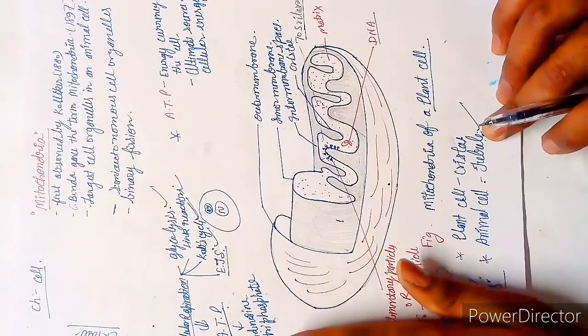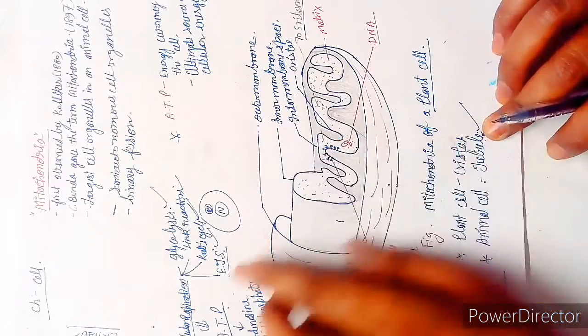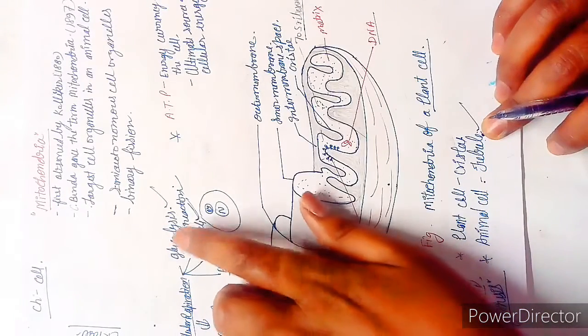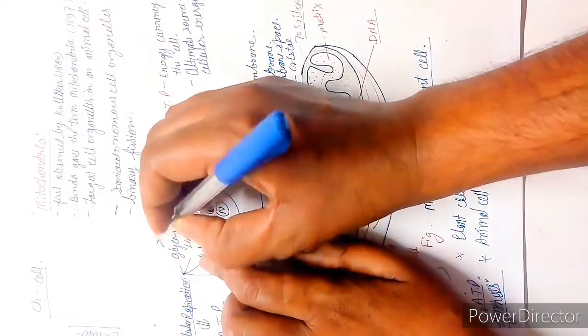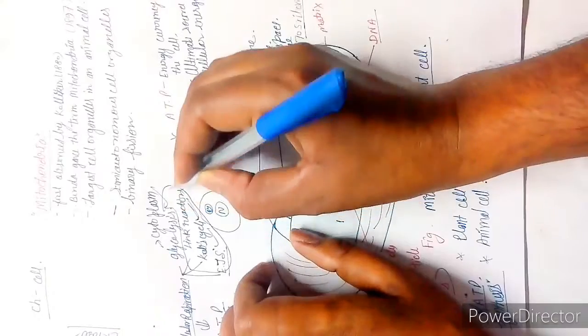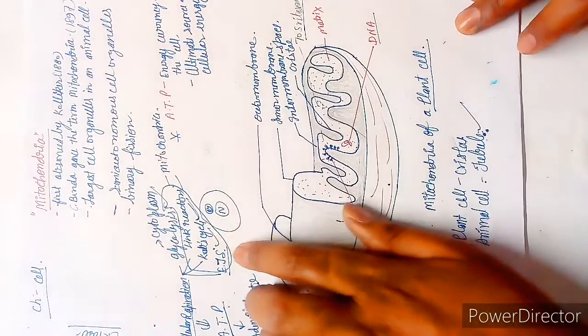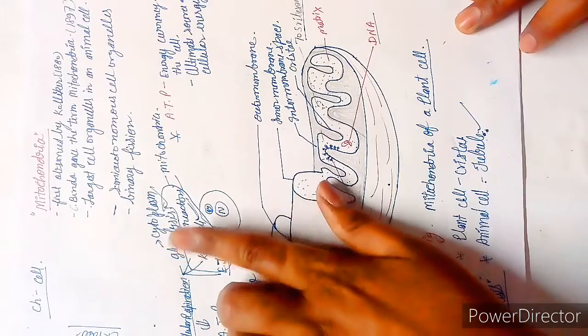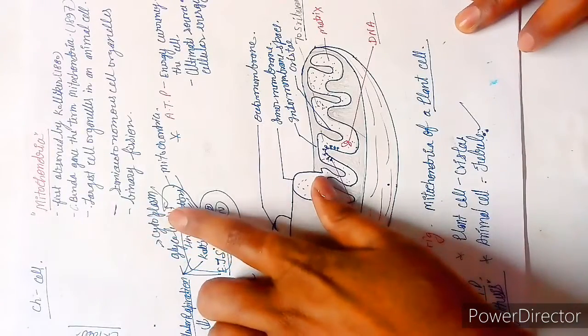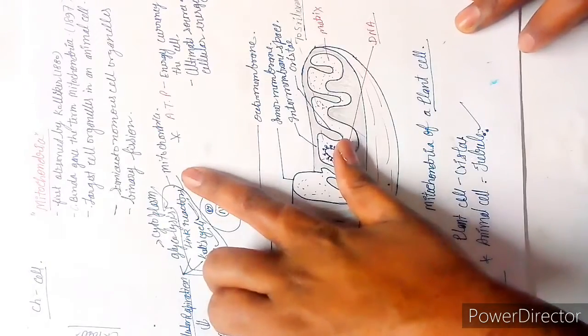So these ATPs are synthesized in the mitochondria, especially by these three processes: ETS, Krebs cycle, and link reaction. Glycolysis takes place in the cytoplasm. But these other three take place in the mitochondria. Okay students, I hope you have got the point. Glycolysis takes place in all, whether prokaryotic or eukaryotic, in their cytoplasm only, but these three take place in the mitochondria.